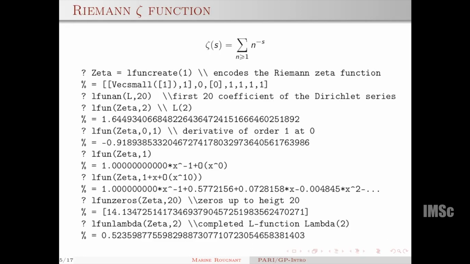You can ask for the zeros of your L function up to some height. So you have a list. Here, I have just this one, so I have just one zero up to this height. This is the value of the imaginary part of your zero. The real part is 1/2, because you are on the critical line. And you can also ask for the value of your complete L function, so this is a big lambda. So you can ask for the value, and if you want, you can check the functional equation on this big lambda.